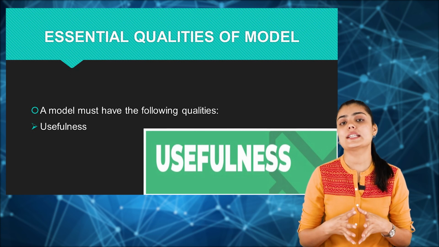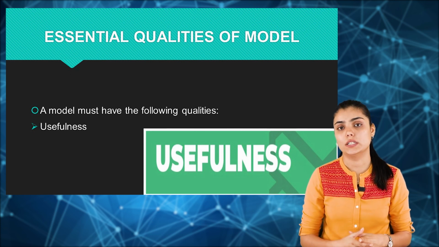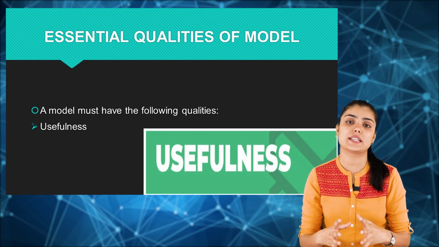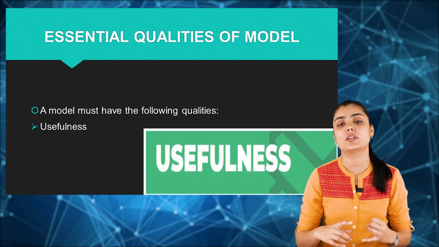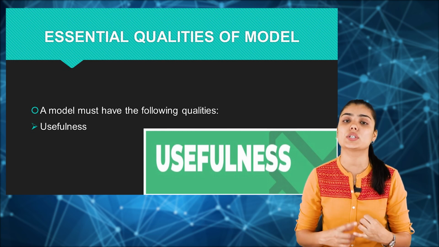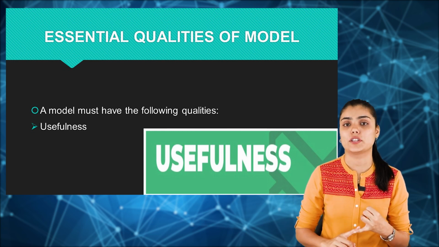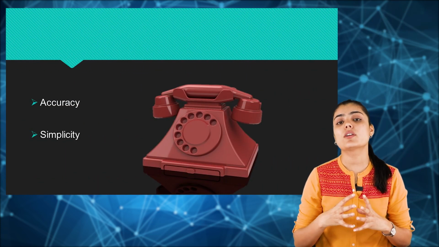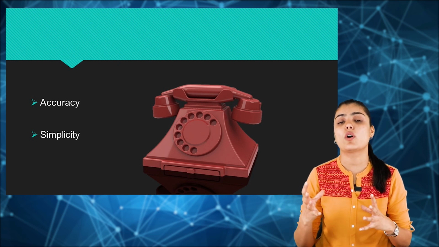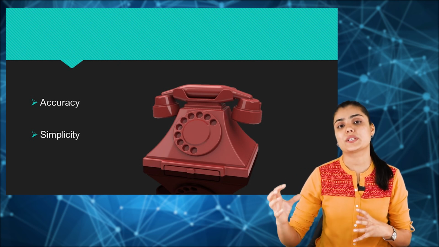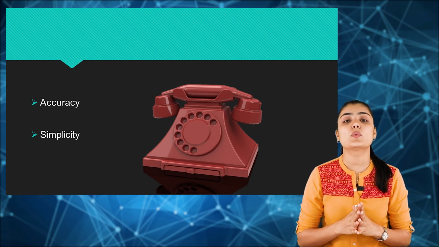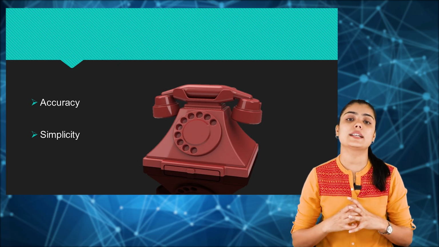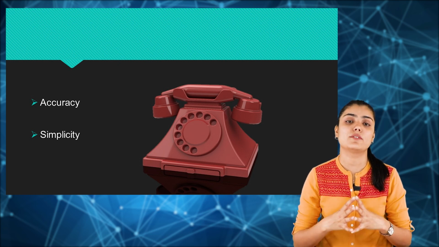Let us now see what are the essential qualities of a model. The first one is usefulness. Of course, a model is a 3D representation of the real object. It must be useful for educational purposes, for the teachers to make the concept more clear for their students. The second quality of a model is accuracy. The model must represent or imitate the real object accurately. It must be the right representation of the real object. The third one is simplicity. Of course, a model should be as simple as possible so that the concept is made more understandable for the students.